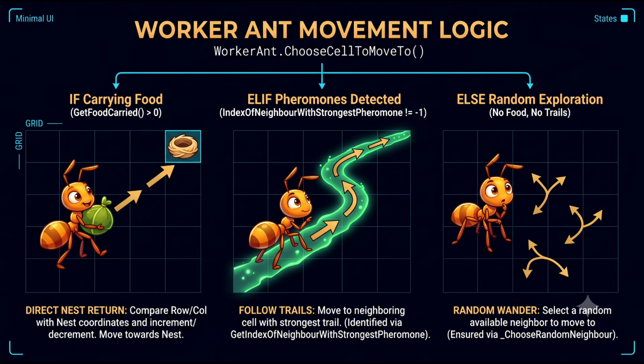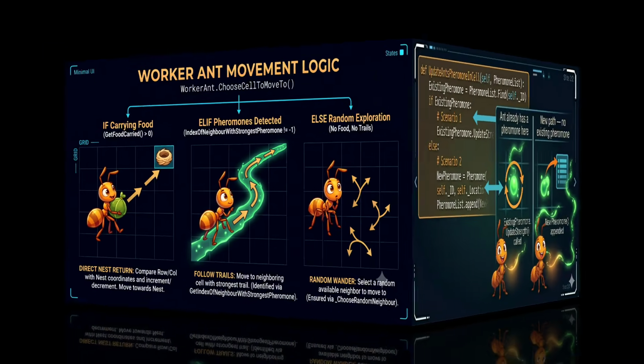Case 2, the ant is not carrying food and index of neighbor with strongest pheromone is -1. That -1 means no neighboring cells contain any pheromones. And so the ant is searching blind. It calls choose random neighbor, picks a random valid neighbor and moves there using change cell. Case 3 is the ant is not carrying food and there is pheromone nearby. It uses list of neighbors dot index of neighbors with strongest pheromone to find the position of that pheromone in the neighbors list and then moves towards it. And those are the three rules. The entire emergent colony intelligence comes from these three conditions applied to every worker ant at every single stage.